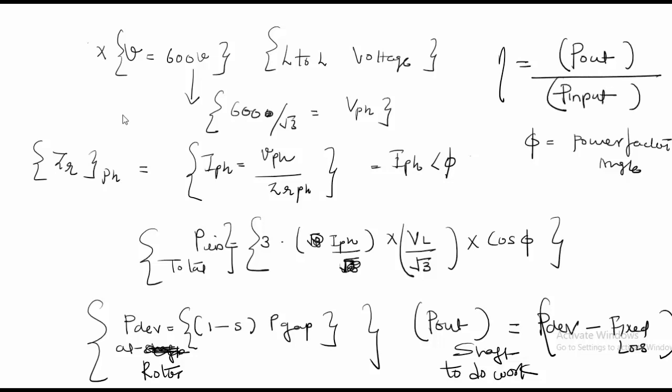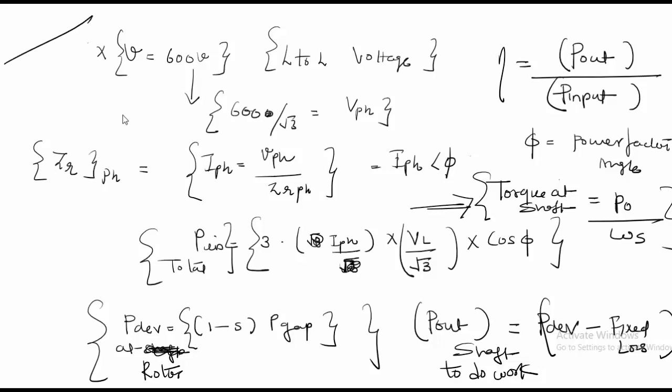And now it's also possible to find the torque at shaft, which is equal to P output divided by omega s. This equation you can use to find your torque. So this is whatever we have calculated so far in this problem, and this is how you can proceed to calculate.